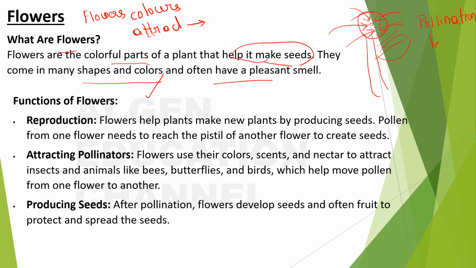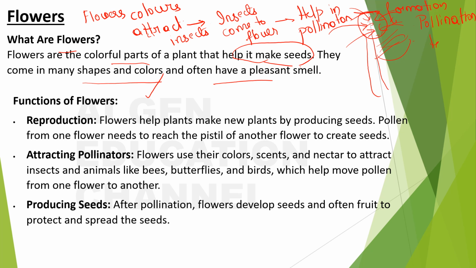So the flower colors attract the insects. The insects come to the flower, help in pollination. Then what happens? Then formation of seeds takes place. Formation of seeds. And seeds are the future plant, right? Seeds are the future plant. So when it is put in the soil, then you can again find a new tree. Functions of flowers. Reproduction.